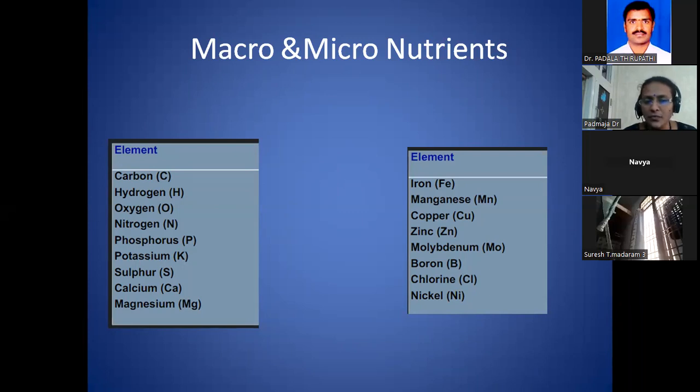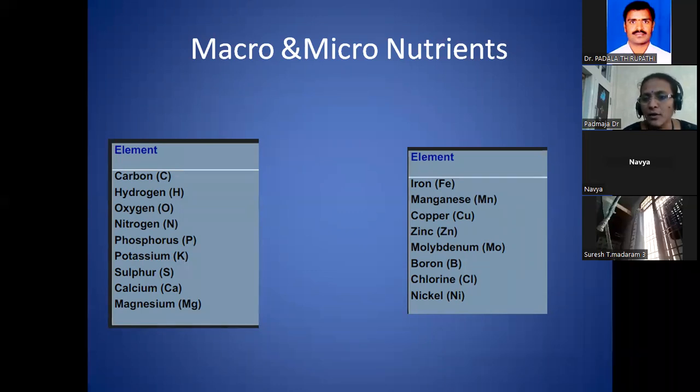And these are the different elements seen here. These are the abbreviation forms, and they are macronutrients and micronutrients. You can see carbon, hydrogen, oxygen, nitrogen, phosphorus, potassium, sulfur, calcium, magnesium. These are the macronutrients, which are taken in large quantity for the survival, growth and development of the plants. So they are called macronutrients.